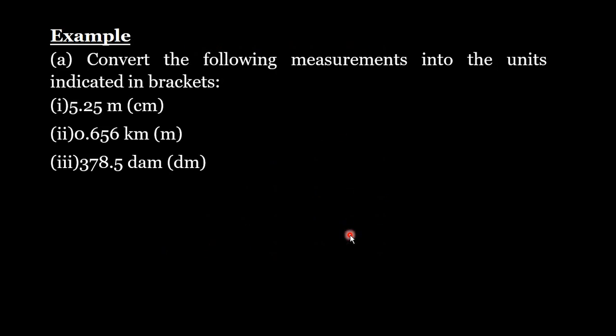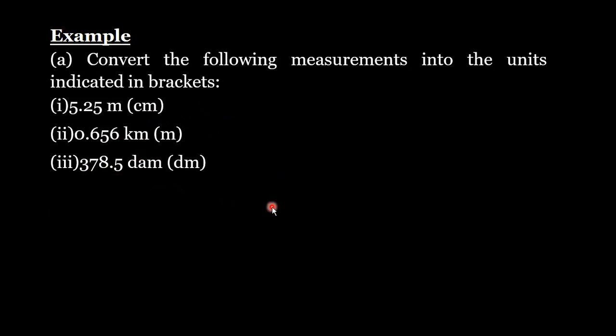Now, example: here we have this question. Convert the following measurements into the units indicated in the brackets. So we have here 5.25 meters, and we want to convert it to centimeters. And then we have 0.656 kilometers, which we are converting to meters. And then 378.5 decameters, which we are converting to decimeters.